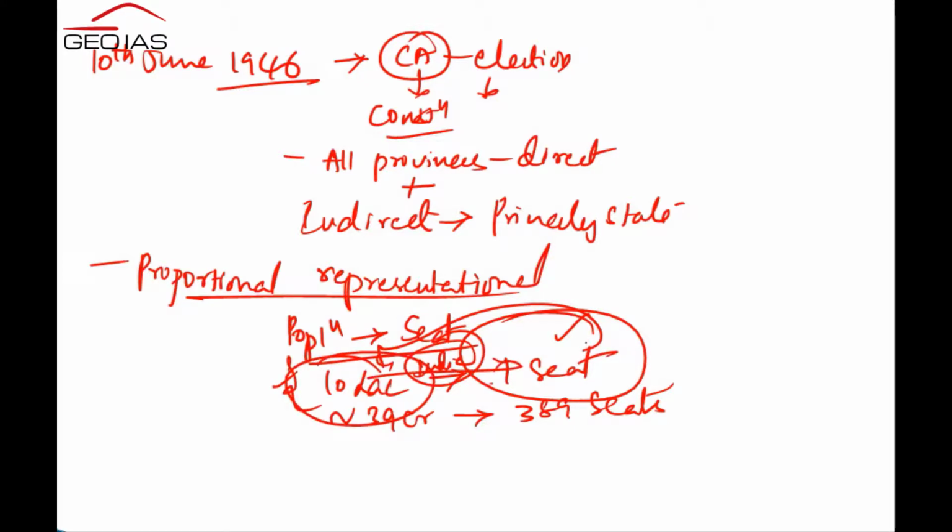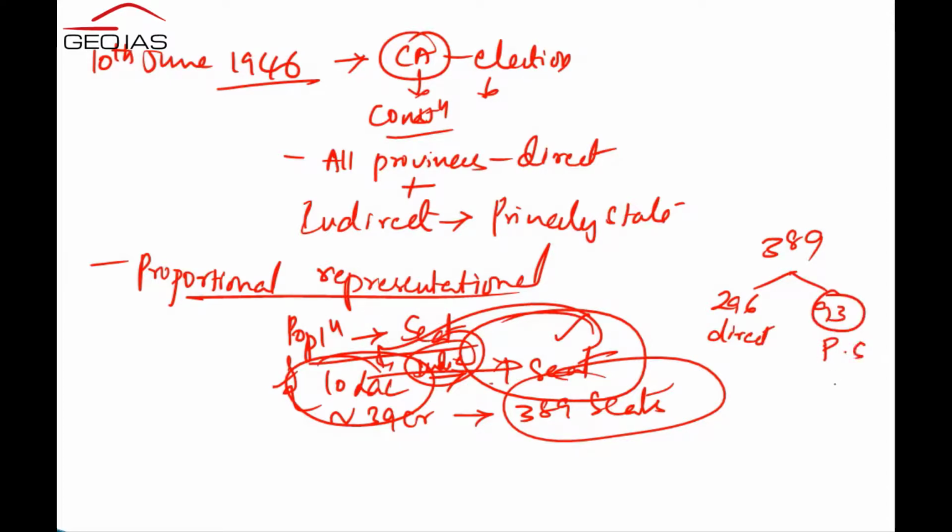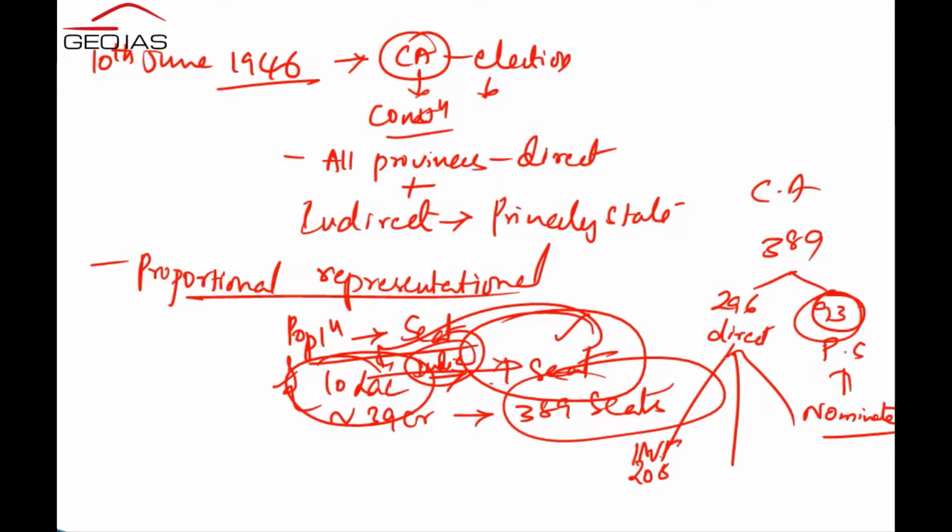Out of these 389 seats, 296 seats had direct elections, and 93 were given to the princely states, where the kings nominated some people for the constituent assembly. In 1946 July, elections happened. Out of these, 208 were won by the Indian National Congress, the Muslim League won 73, and others won 15. The princely states nominated theirs. And on 9th December 1946, the first meeting of the constituent assembly happened.